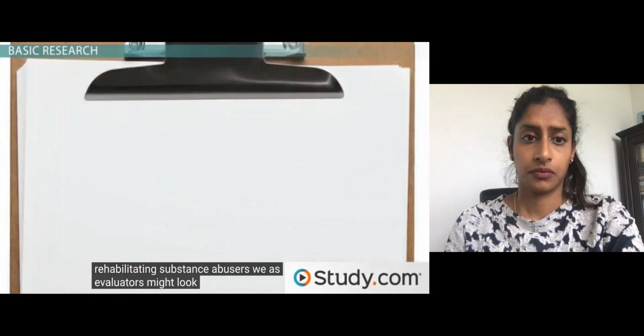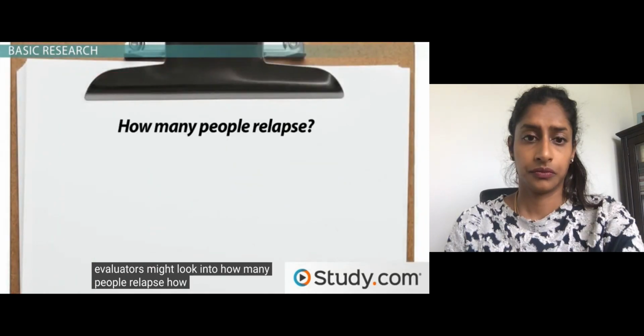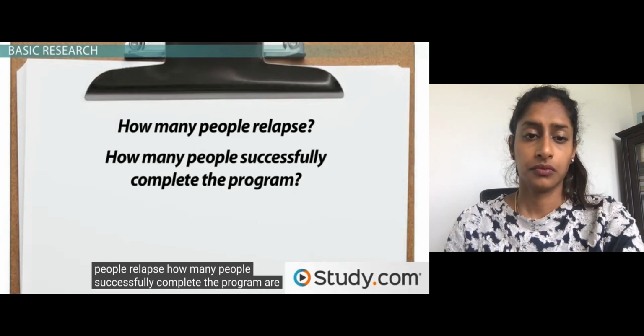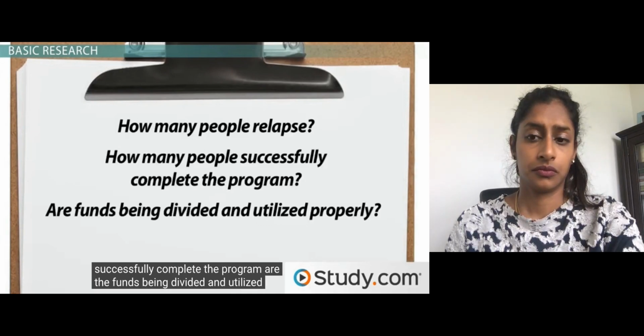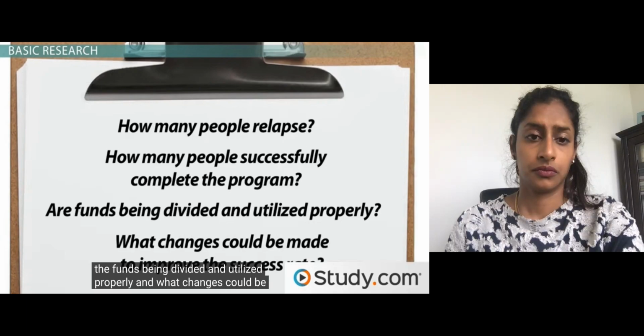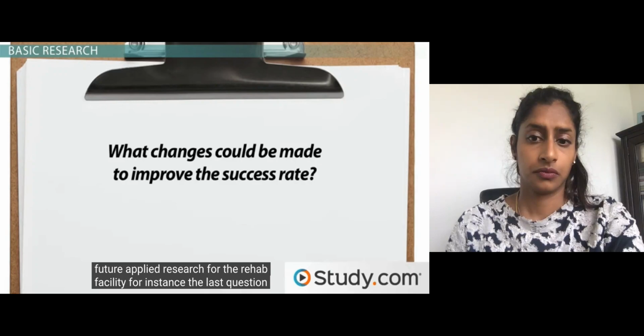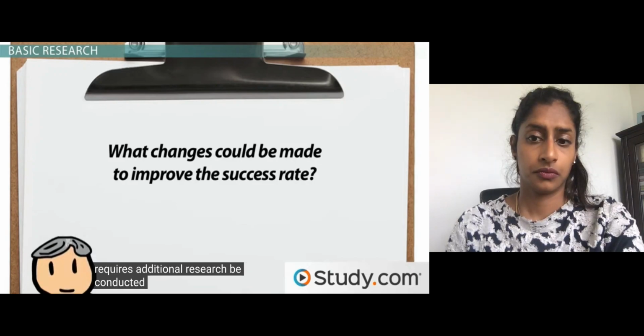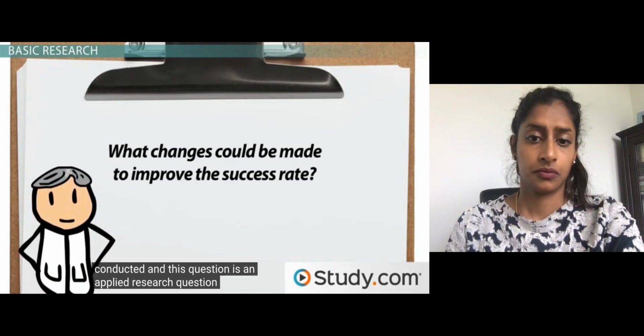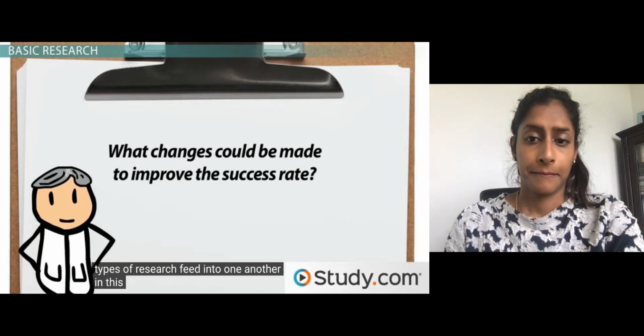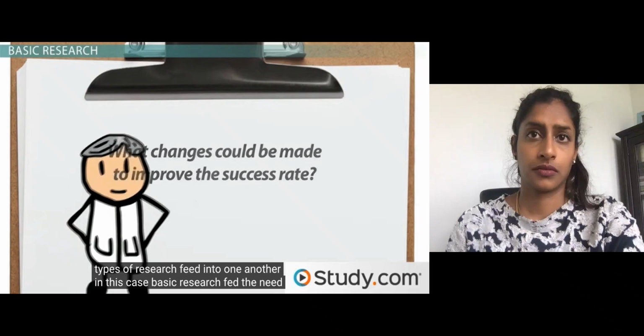We as evaluators might look into how many people relapse, how many people successfully complete the program, are the funds being divided and utilized properly, and what changes could be made to improve the success rate. The answers to these questions are not applicable to anything, but act as a catalyst for future applied research for the rehab facility. For instance, the last question requires additional research be conducted, and this question is an applied research question. Again, the two types of research feed into one another. In this case, basic research fed the need for applied research.